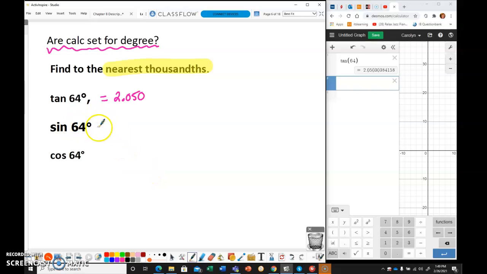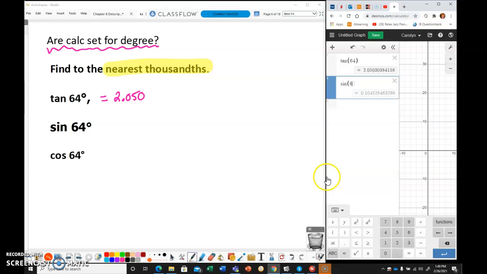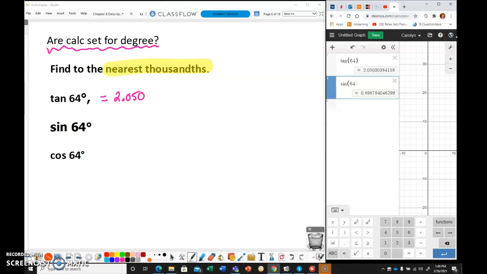Okay, now I'm going to take the sine of 64 degrees. So I go up to functions under trig, and I do sine, and I put in 64 degrees. Once I'm set on degrees in my settings, it stays there until I change it, or until I close it and bring up Desmos again. I might have to change it every time I bring up Desmos.